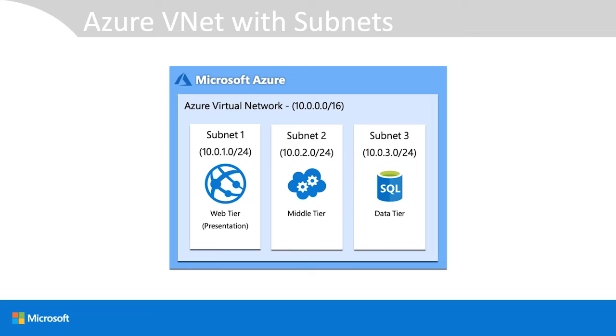This image represents a typical multi-tier application. There's a web tier that people use to interact with the application. There's a middle tier that provides some caching service, and there's a data tier that's running a database server. I can separate each of these tiers into its own subnet within my VNet, and that makes it really easy to apply some security practices to how these different tiers can talk to each other.